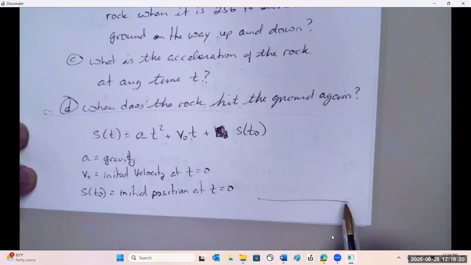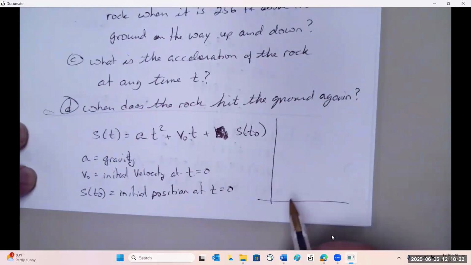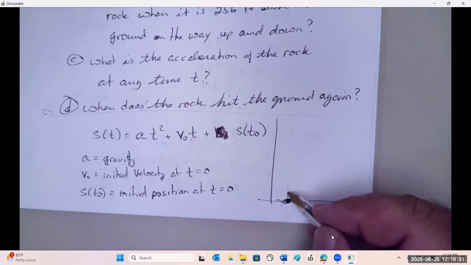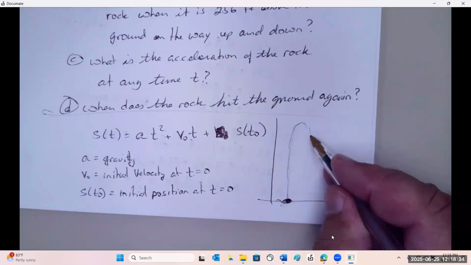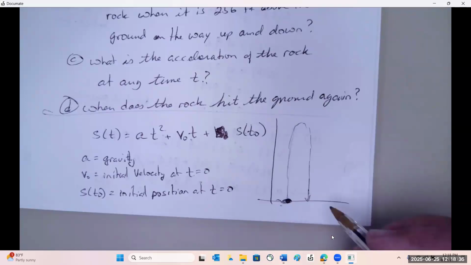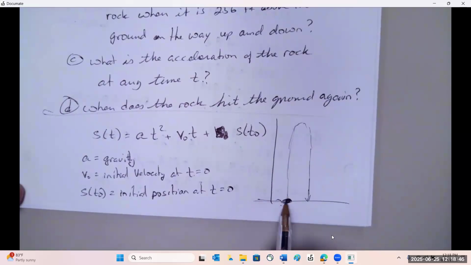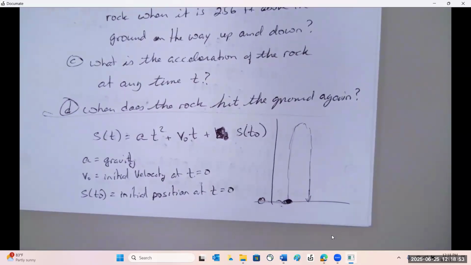Because if you look at your pictures, the rock was here. It said the rock was blown straight up. So it blew up and it went all the way up and it came all the way back down. So at the initial position, what was its height? It was at 0.